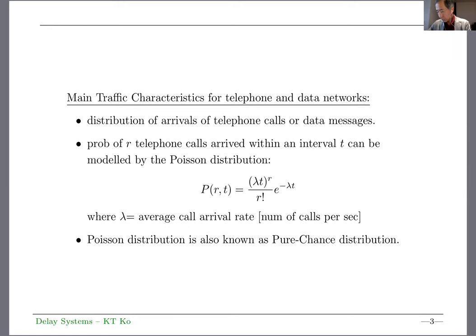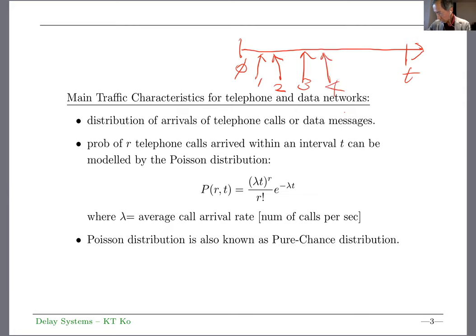Simply put, let me write down a timeline, starting from zero and right up to time T. You have telephone calls coming in irregular patterns. Nobody knows who is calling and they are not coordinated. So I put our calls; they come in irregular fashion. The Poisson distribution gives the probability of a particular value R of calls coming in during the time duration T. It only takes one parameter, the average call arrival rate, the number of calls per unit time, in this case calls per second or calls per minute.